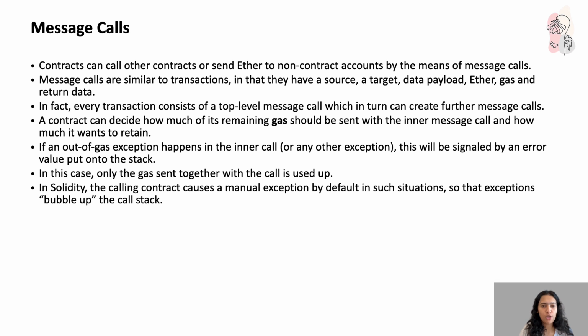Important thing, message calls. So what are message calls? Just like humans communicate with each other, contracts do so, right? Contracts communicate through message calls. A contract can call another contract or even send ether to an externally owned account. Each message call includes source, target, data payload, ether, gas, and return data, right? Every transaction starts with a top level message call, and that can trigger a chain of further calls.